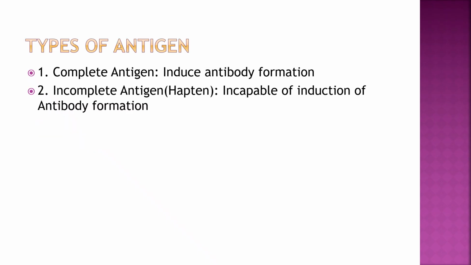Types of antigen. So there are two types, complete antigen and incomplete antigen. So when it induces antibody formation, it is called a complete antigen. And incomplete antigen is also called hapten. So it is incapable of induction of antibody formation.